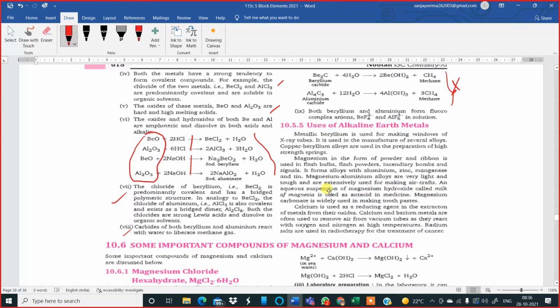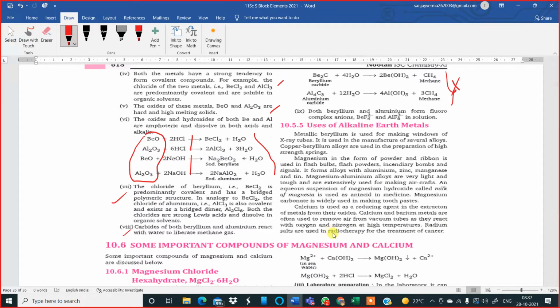An aqueous suspension of magnesium hydroxide called milk of magnesia is used as an antacid in medicines. Magnesium carbonate is widely used in making toothpastes. And after that, calcium is used as a reducing agent in the extraction of metals from their oxides. Calcium and barium metals are often used to remove air from vacuum tubes as they react with oxygen and nitrogen at high temperatures. The last one, radium salts, are used in radiotherapy for the treatment of cancer.